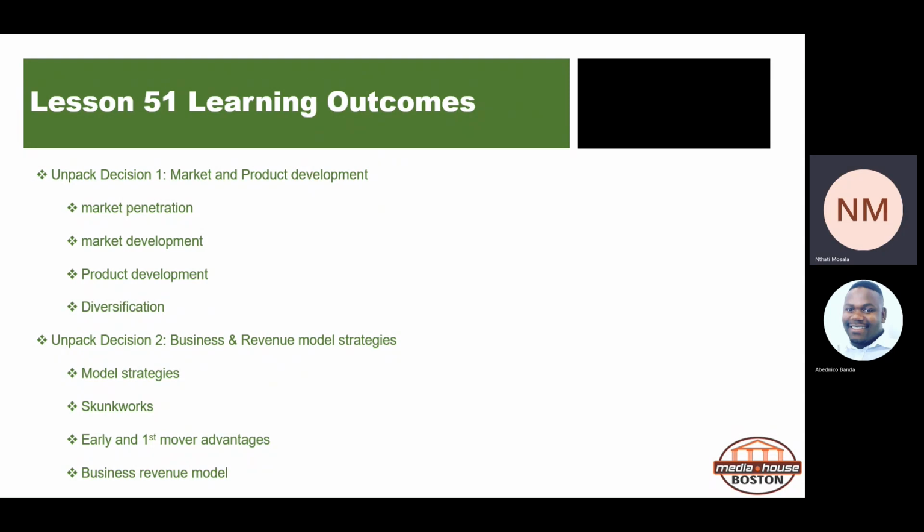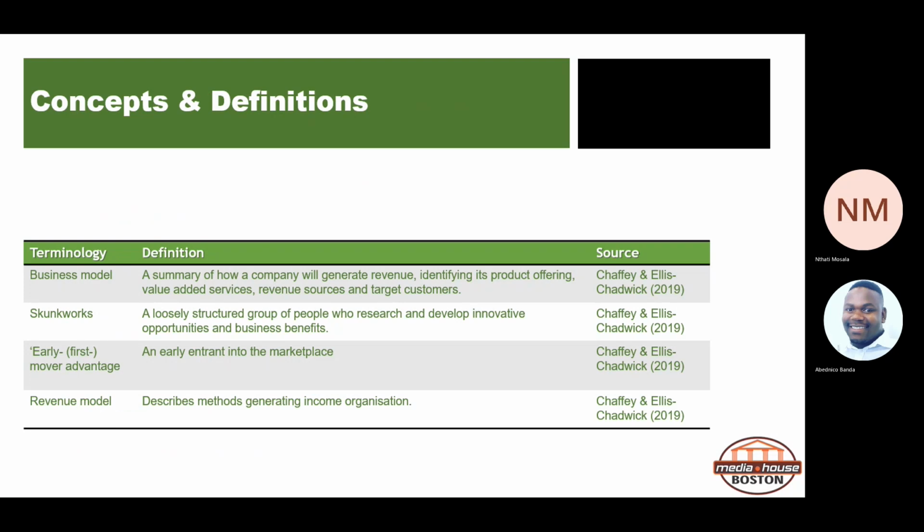Okay, sir. So as I was saying, then we also need to look at model strategies, skunkworks, early and first mover advantages, and business revenue models. So we are going to talk about skunkworks. We are going to talk about early or first mover advantage, revenue, and the business model. So these are the key terms that you are going to come across as we unpack this lesson.